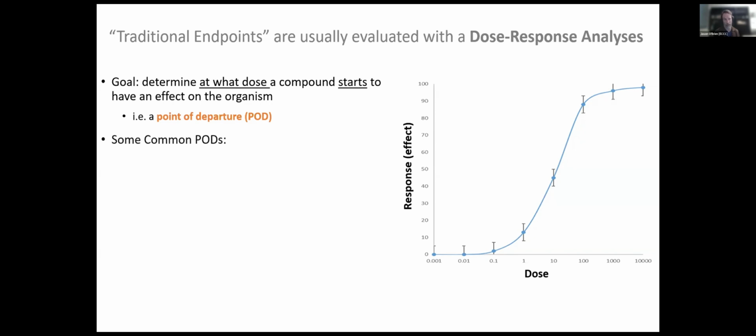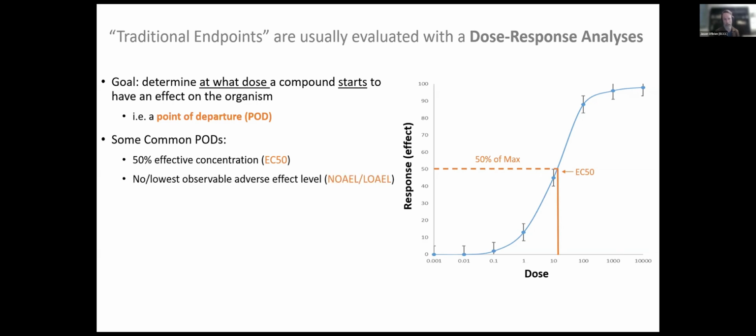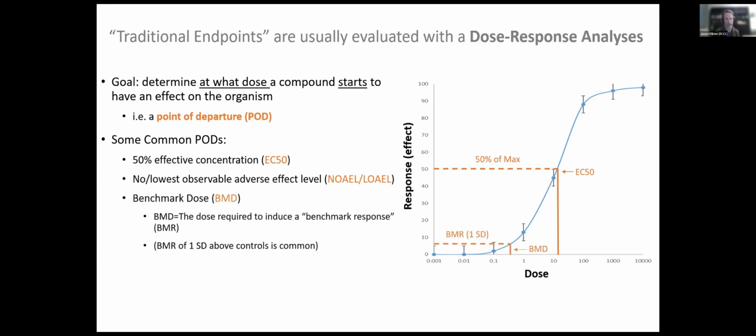Some of the more common points of departure in toxicology and risk assessment are, for example, the 50% effective concentration, EC50. There's also the LOAEL and NOAEL, which are often used. And more often these days, we saw some examples just moments ago of the benchmark dose, which selects a predetermined benchmark response, often 10% or 1 standard deviation above controls, and that's used to derive a benchmark dose.